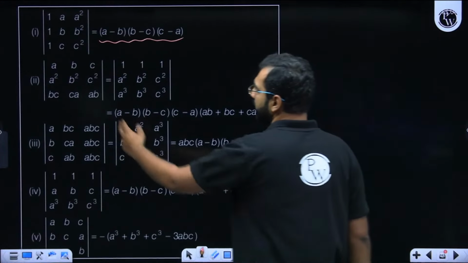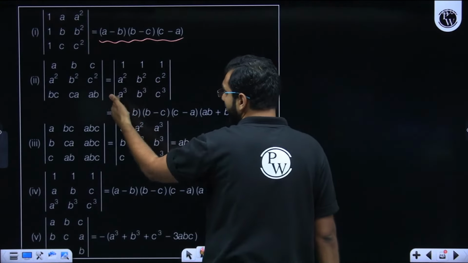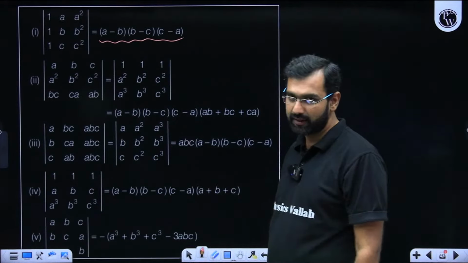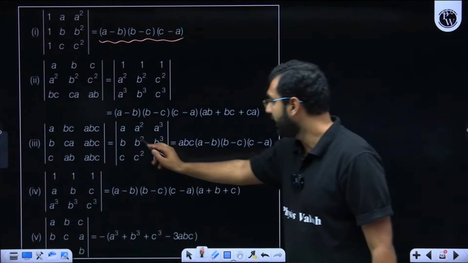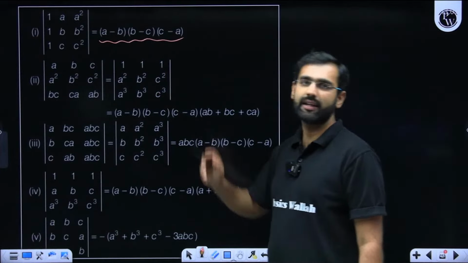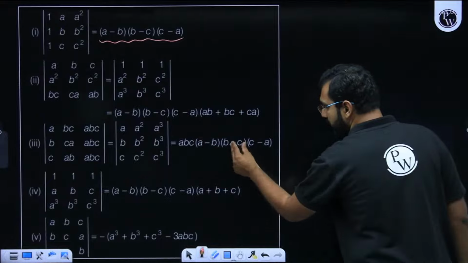Whenever you see 1, 1, 1, a, b, c, a square, b square, c square, or 1, 1, 1, a square, b square, c square, a cube, b cube, c cube, then the expansion is a minus b, b minus c, c minus a, and ab plus bc plus ca. If you see a, b, c, a square, b square, c square, a cube, b cube, c cube, that means here also you get abc. In that case, the expansion will be abc, a minus b, b minus c, c minus a.